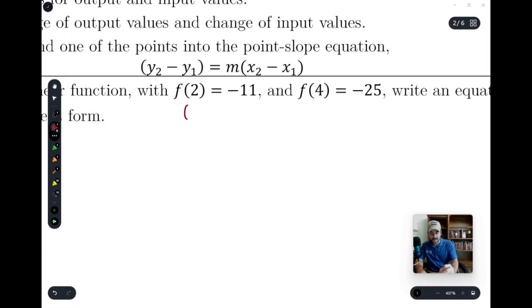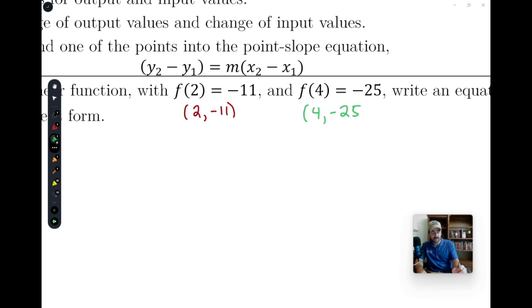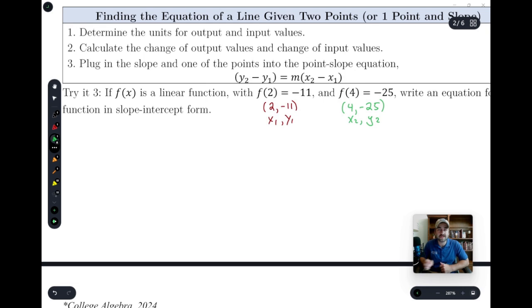They gave us 2 points, (2, -11) and a second point, (4, -25). Maybe we could label these as x1, y1, x2, y2, just so we know which ones we're referring to as we plug and chug some numbers into the equation. And it says find the equation for a line. But we can't really find the equation before we find the slope, which is why we started with that. So let's go ahead and find that slope first.